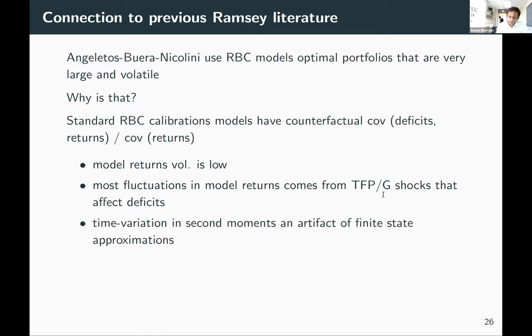I just wanted to mention that these results are pretty much in contrast to what people have found in the literature. And the main reason is that standard RBC calibrations have counterfactual implications for the covariance of deficits to returns relative to the covariance of returns. In particular, that ratio is quite volatile and large as compared to what we find in the data. All right, I'm done. Thank you.